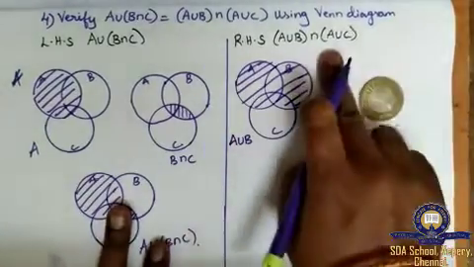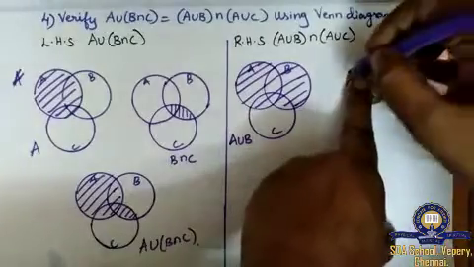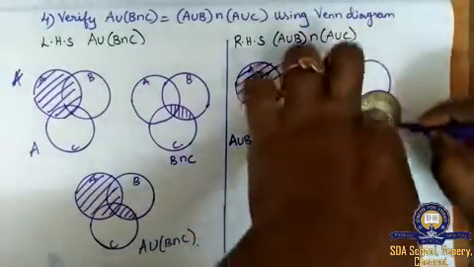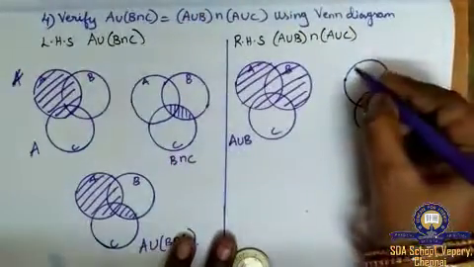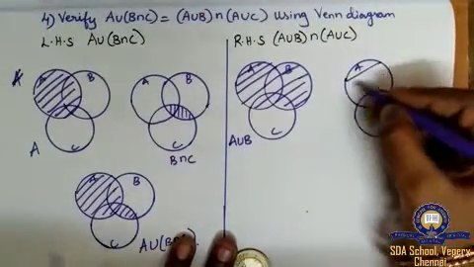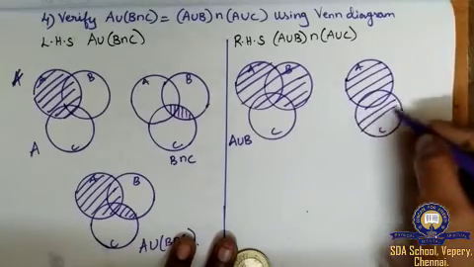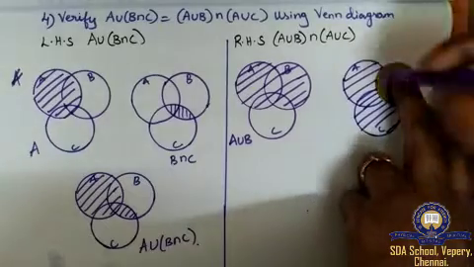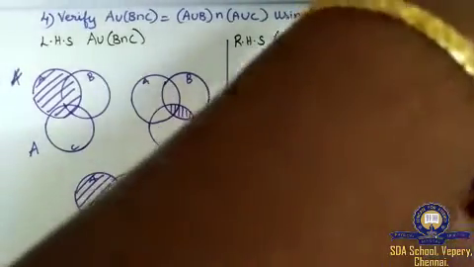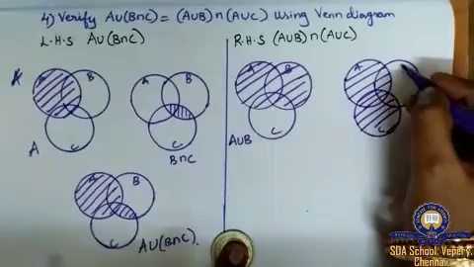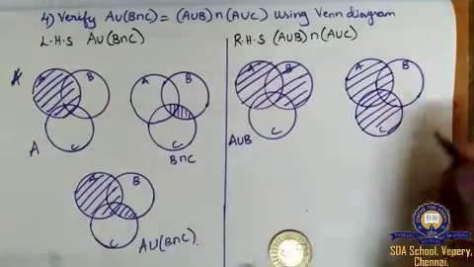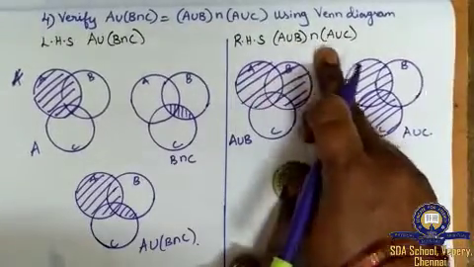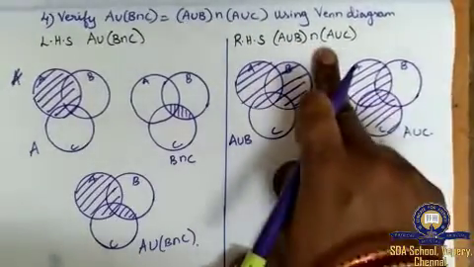Next, what is this? A union C. So I am going to draw the A circle and C circle. This is A, C. A union C means I have to shade all of the A circle and C circle. Then draw the B circle. If you draw all three circles at once, you will get confused. That's why I am doing it like this. A union C. Next, what is the next point? You have to combine and write the intersection part.